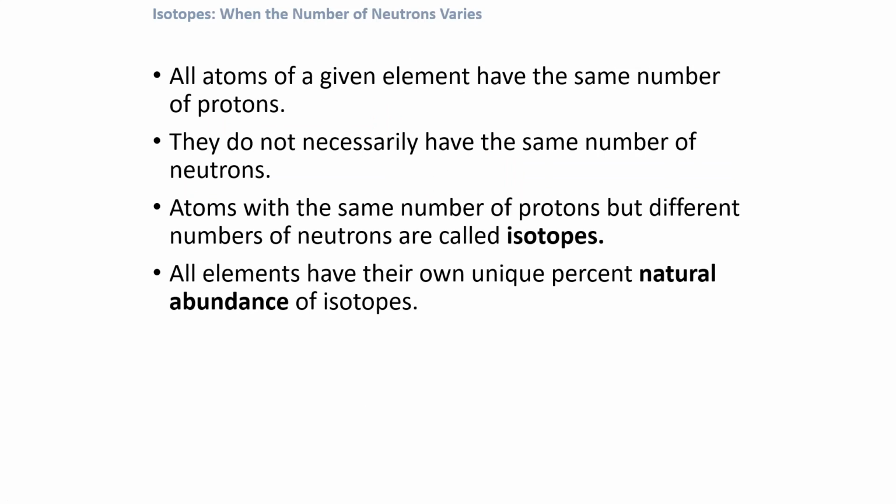All atoms of a given element have the same number of protons. As I just mentioned, they do not necessarily have the same number of neutrons. So atoms with the same number of protons but different number of neutrons are called isotopes. All elements have their own unique percent of natural abundance of isotopes.